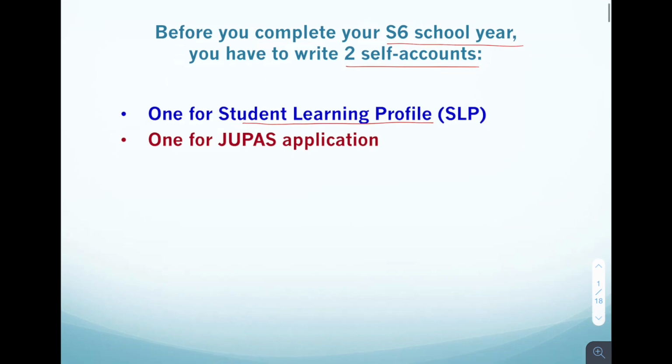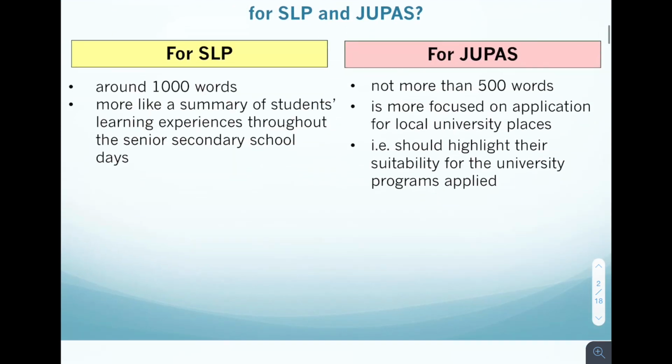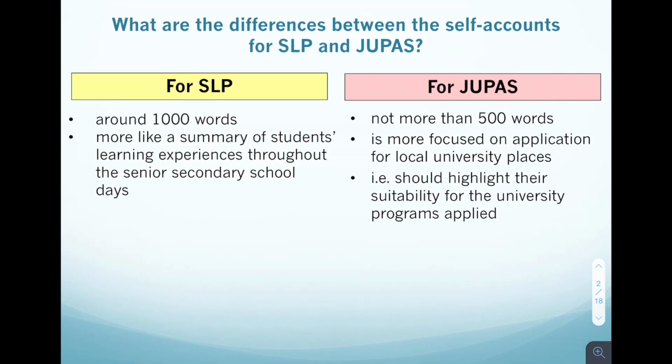The other one is for JUPAS application, which you do in Form 6. What are the differences between the two? For the SLP essay, you have to write around 1,000 words. It is more like a summary of your learning experiences throughout the senior secondary school days. Don't worry, this time we won't write 1,000 words. We only write around 400 words because it is just a practice.